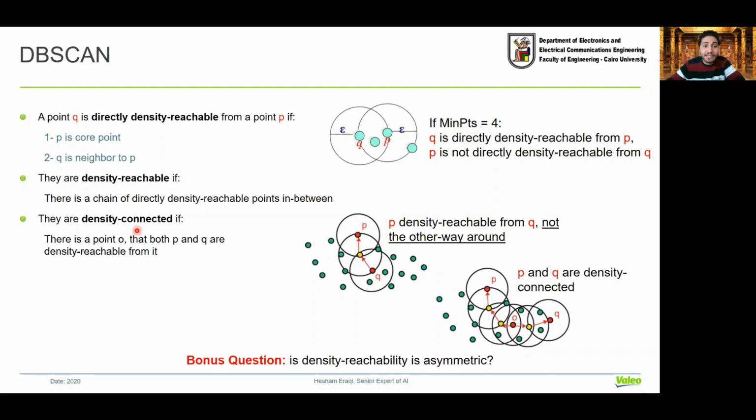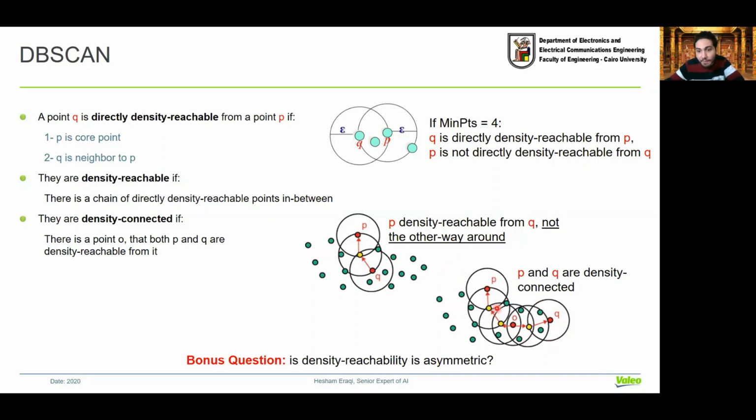So what about density connectivity? If you have 2 points, P and Q, and you are checking whether they are density connected or not, if you have any point in the middle where P and Q are density reachable from that point in the middle, then P and Q are density connected. If you don't have any middle points that verifies this, then they are not connected.